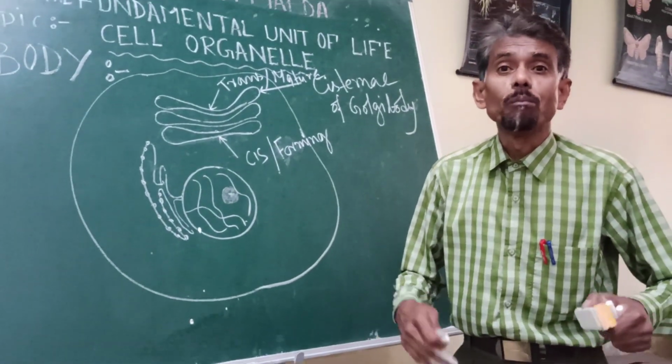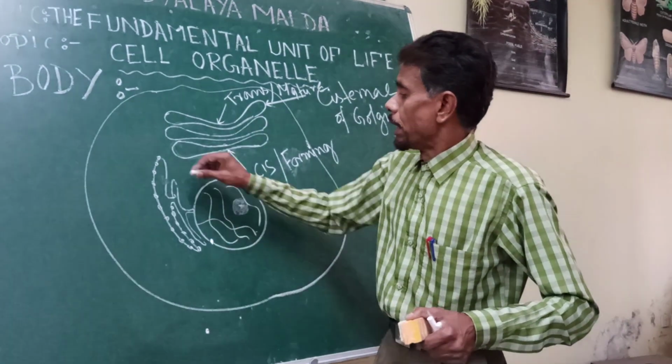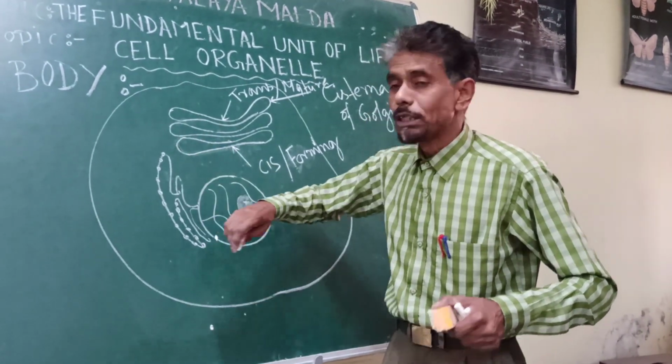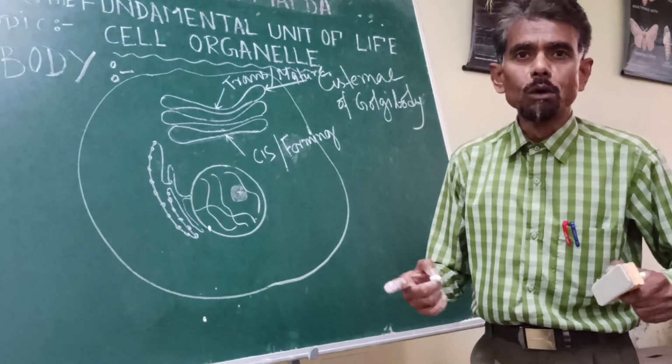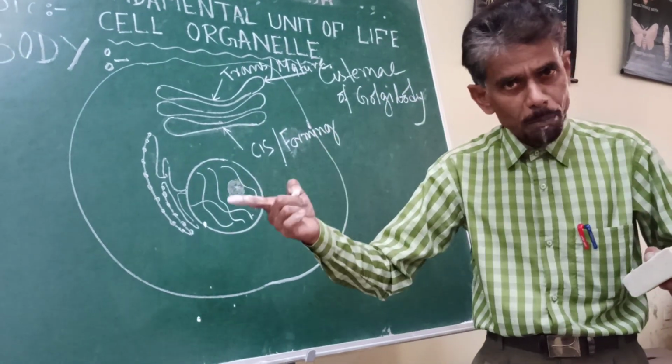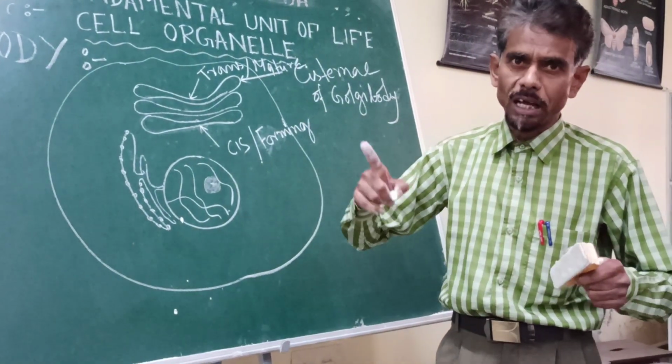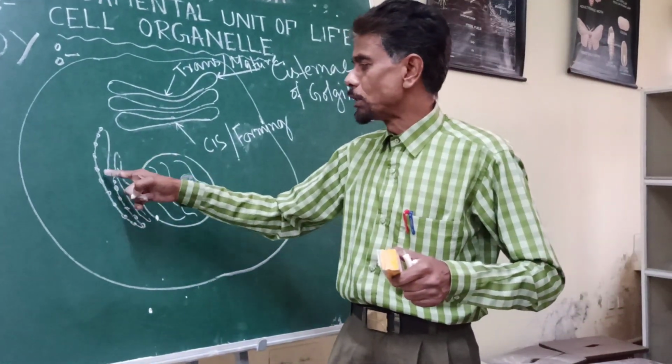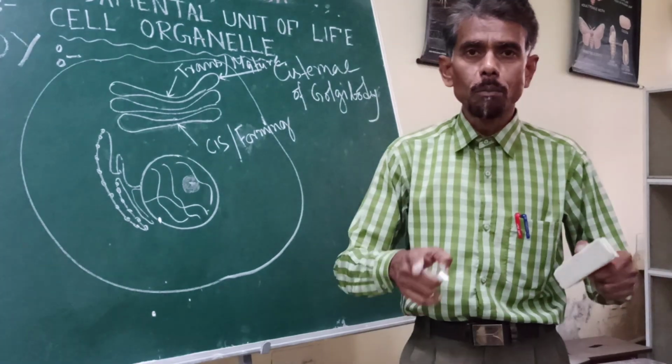Ribosome will form protein. So, this is the rough surface. And if it is a smooth surface one, it will produce lipid. So, smooth surface endoplasmic reticulum produces lipid. This we have discussed in detail in the previous class. Rough surface endoplasmic reticulum produces protein.